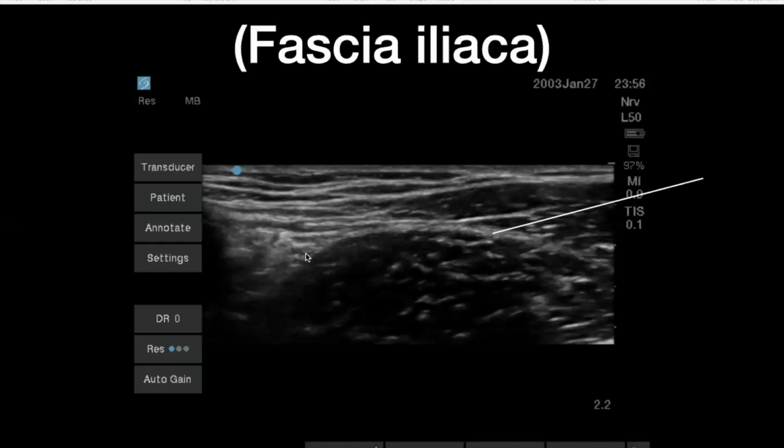I think, having spoken to experienced regional consultants, that's probably the reason why this isn't a plan A block. I think it is probably a theoretical thing rather than something that really happens. Blocking the obturator nerve and lateral cutaneous nerve of the thigh through a fascia iliaca block is extremely unreliable and, in my experience, quite rare.